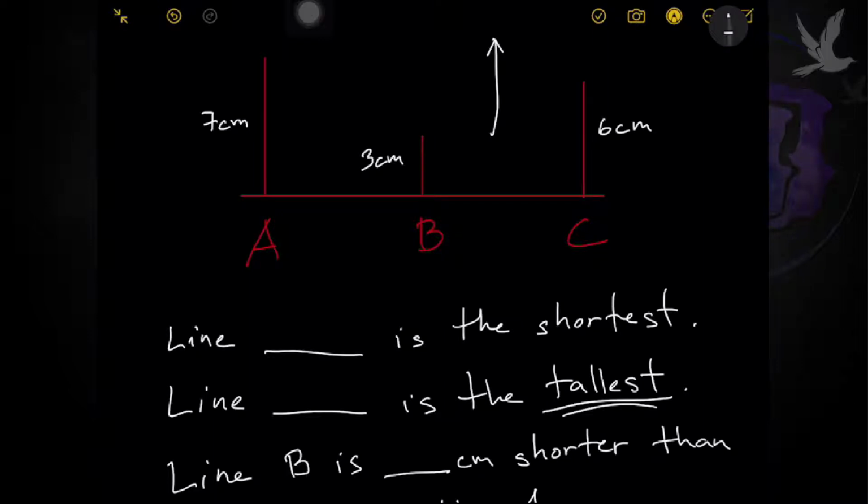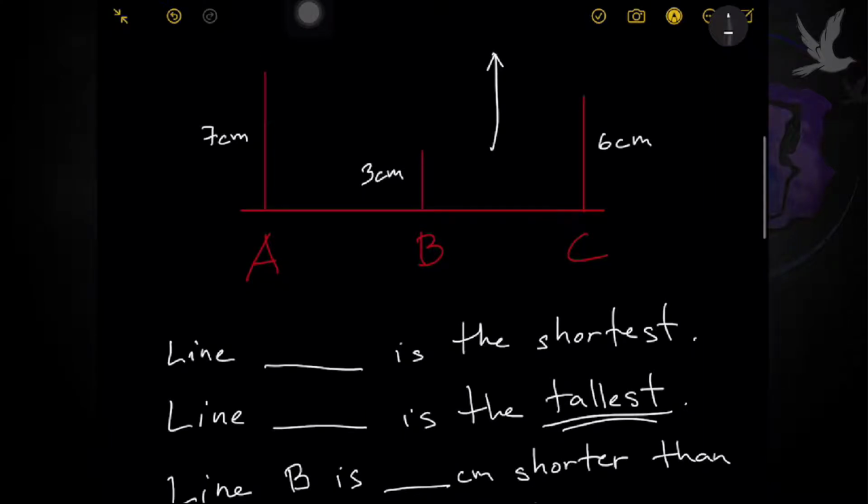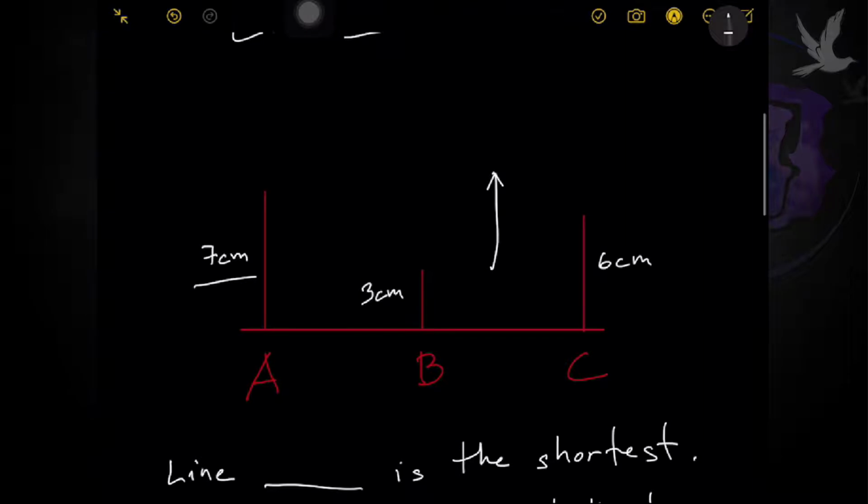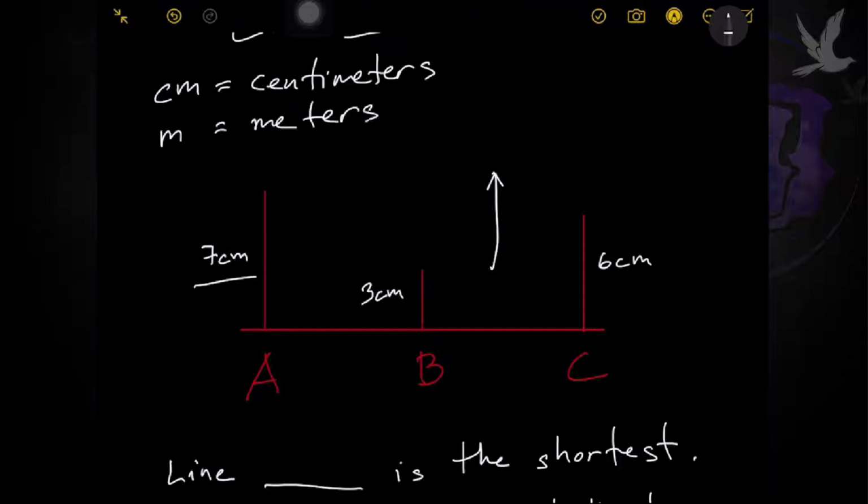So we have three lines again, lines A, B, C. Line A measures 7 centimeters. Okay, cm, by the way, cm means centimeters. And there are also other units of measurement, which is m, which we call as meters or meter. And the longest one in terms of 1 unit is the kilometers.